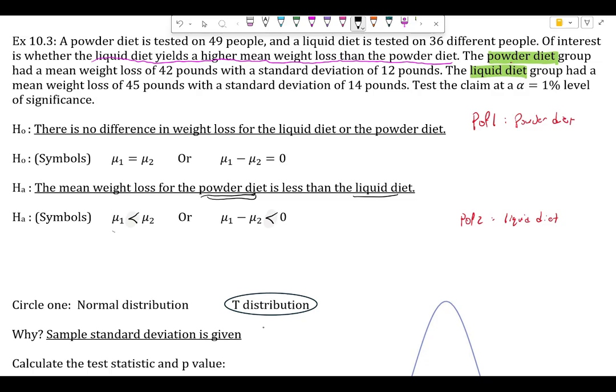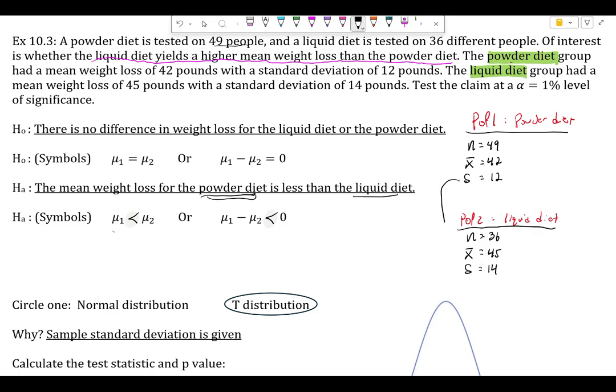From here, I'm going to write down all the information for the powder diet. We know that there were 49 people in the powder diet group, so n equals 49. And they had a mean weight loss of 42 pounds and a standard deviation of 12 pounds. And for the liquid diet, there was a sample size of 36, a mean of 45 pounds, and a standard deviation of 14 pounds.